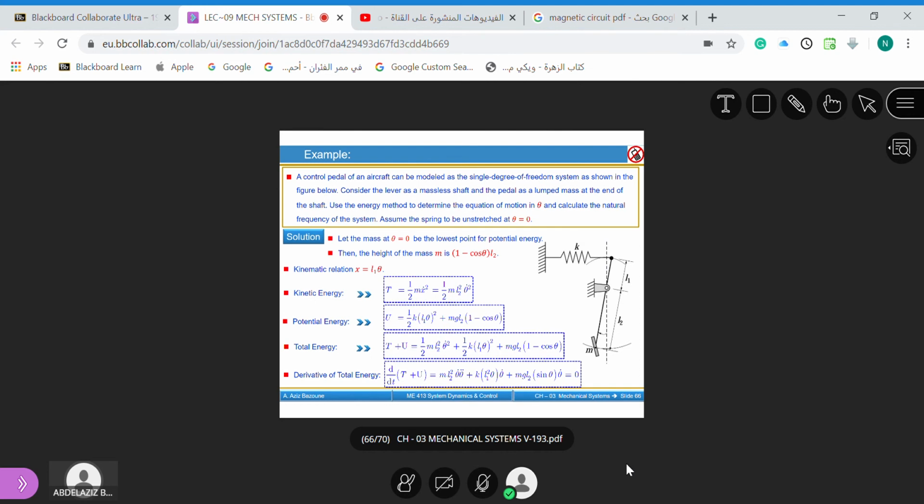We have another system which is similar. A control pedal of an aircraft can be modeled as the single degree of freedom system as shown in the figure below. Consider the lever as massless. This lever from here to here, L1 L2, is massless, meaning it has no mass, and the pedal as lumped mass at the end of the shaft. Use the energy method to determine the equation of motion in terms of theta and calculate the natural frequency of the system. Assume the spring to be unstretched as theta is equal to 0.